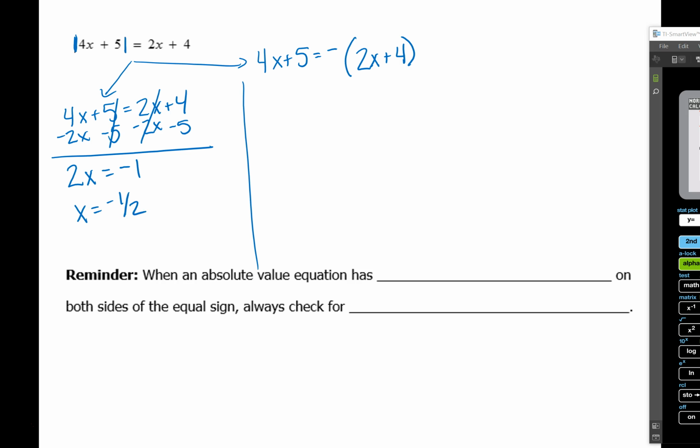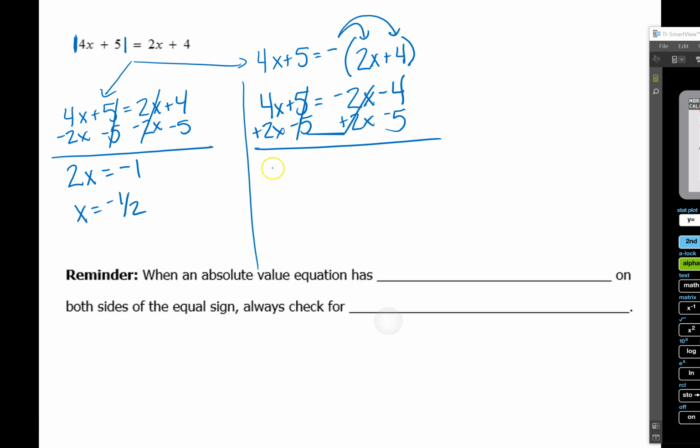On the right-hand side of the negative case, I need to distribute this negative first. So 4x plus 5 is equal to negative 2x minus 4, and then I can solve. I'm going to add 2x to both sides. I'm going to subtract 5 from both sides. That gives me 6x is equal to negative 9, and then x is equal to negative 9 divided by 6, which simplifies because both are divisible by 3 to negative 3 over 2.